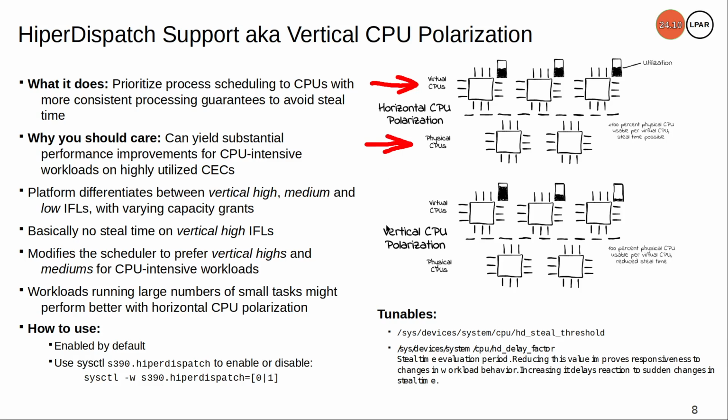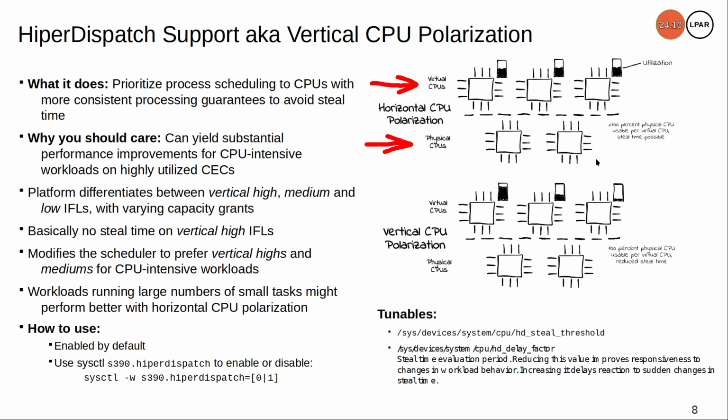And what happens by default, and that's called horizontal CPU polarization, is that the workload is actually distributed evenly across the virtual processors and therefore the physical processors. And depending upon how busy these physical CPUs down here are, this might or might not work so well. Which means it's not a drama, but you're leaving a couple of percentages on the street basically.